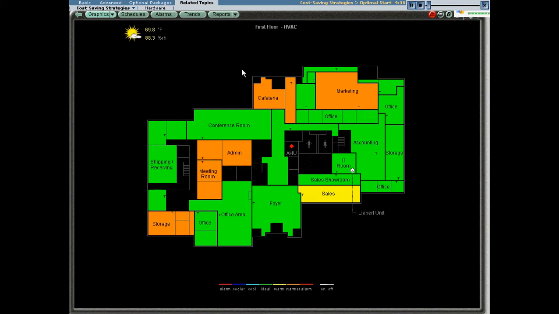Hello. In this session, we're going to talk about optimal start, which is a cost-saving strategy implemented by automated logic. Now, optimal start is oftentimes called morning warm-up, and it's designed to prevent the following problem.